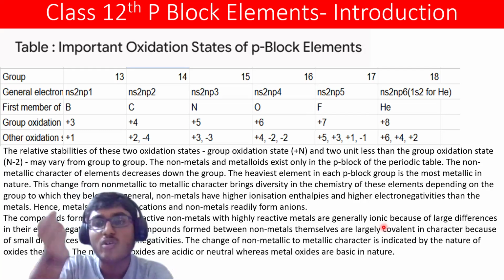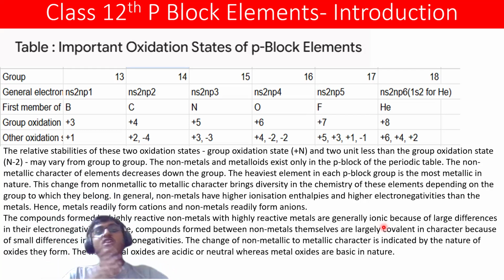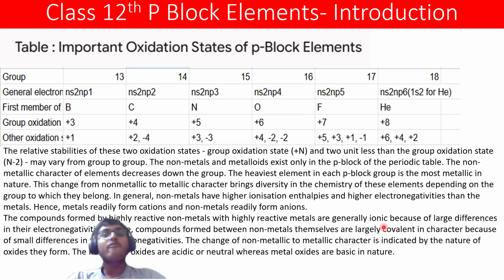While compounds formed between non-metals themselves are largely covalent in character. Compounds which are formed between non-metals, like non-metals bonding, have large covalent character, because of small differences in electronegativities. Chlorine-chlorine will have large covalent character because both are the same electronegative element, both have the same electronegativity value.